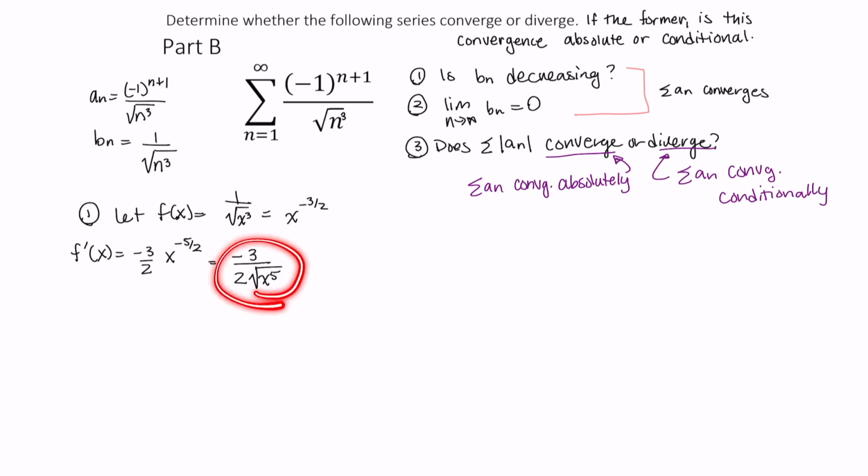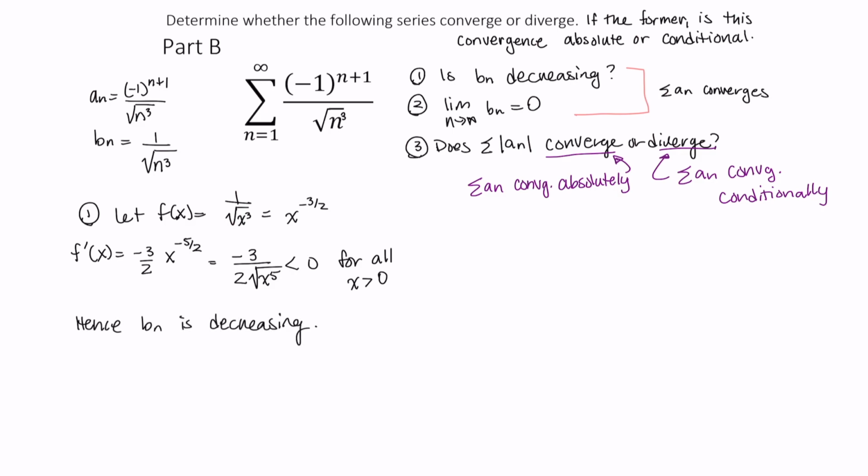So long as x is greater than 0, this will certainly be negative. Try any number you want in here that's greater than 0. 1/2, 1, 20, 100. This will give you a positive value, and you're going to divide a negative value by it. So this is greater than 0 for all x greater than 0. Oh, excuse me. This is less than 0. What am I saying? This is less than 0 for all x greater than 0. So I know that b sub n is definitely decreasing.